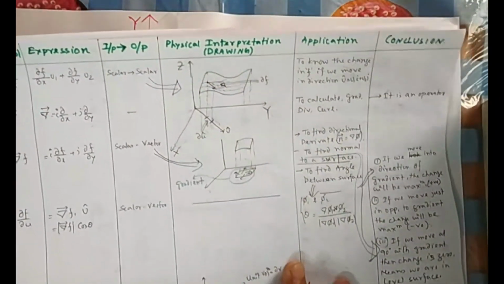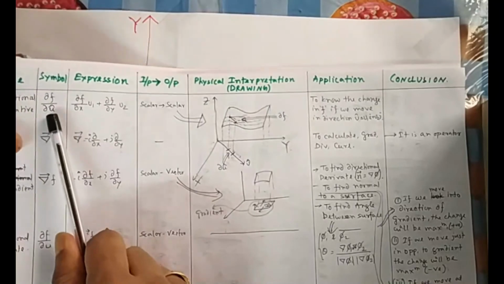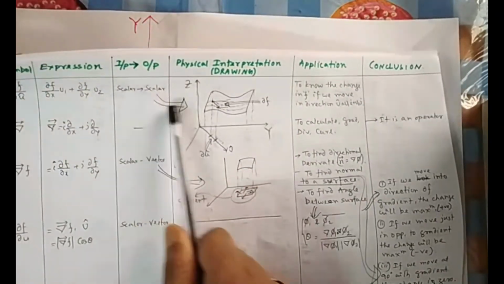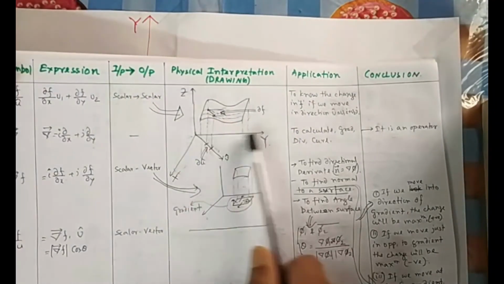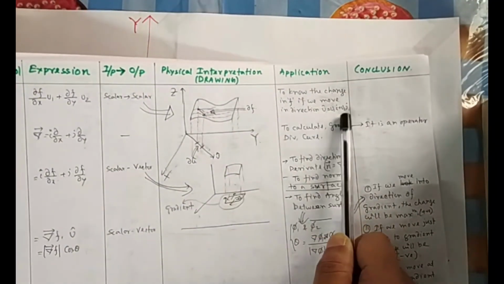I just want to show you this snapshot. I will provide it to you as a PDF file. I have prepared this one for you. What does each symbol represent? How do they physically mean? The directional derivative symbol is this, the expression is this, it is scalar to scalar, the figure looks like this. If you look in a particular direction, how will it represent? What is its application to a known function?